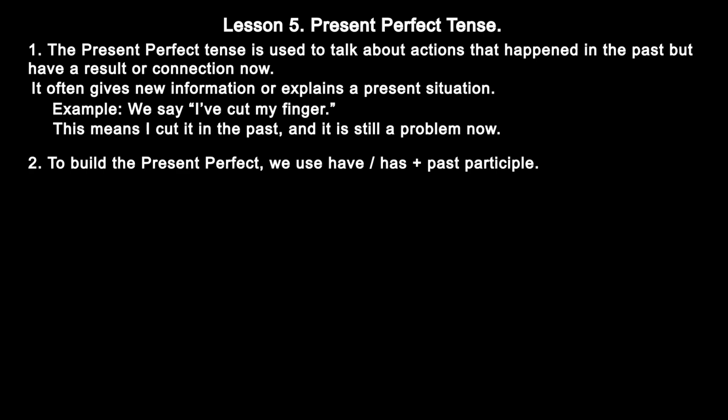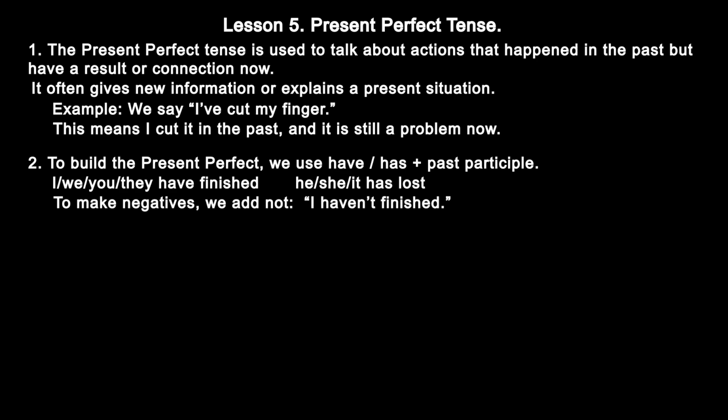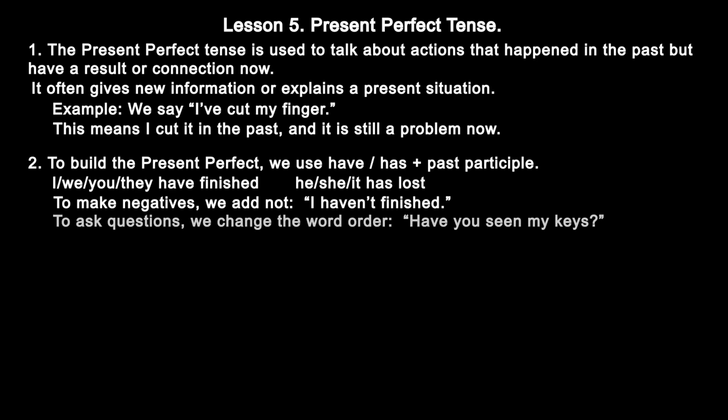2. To form the present perfect, we use have/has plus past participle. I, we, you, they have finished. He, she, it has lost. To make negative sentences, we add not. I haven't finished. To form questions, we change the word order. Have you seen my keys?